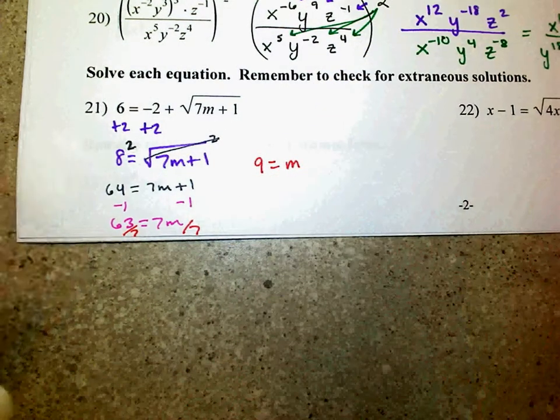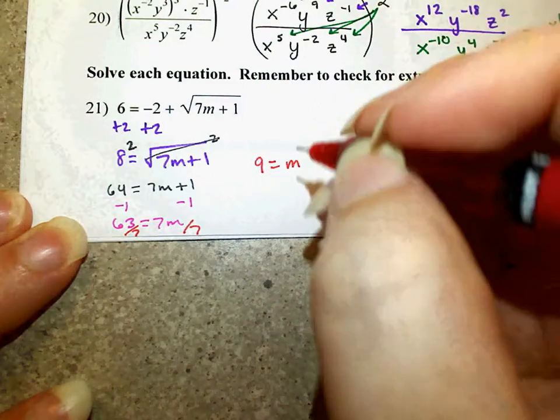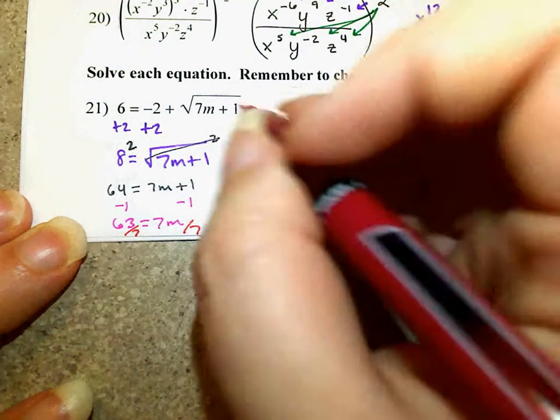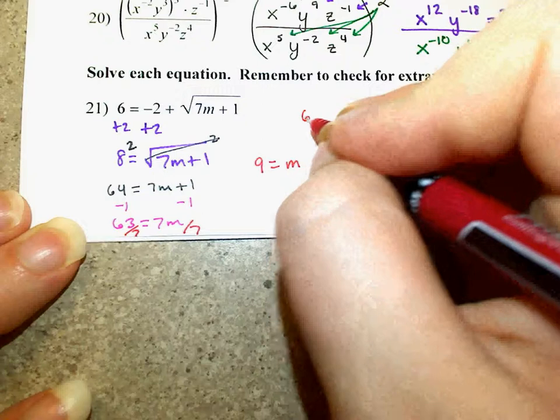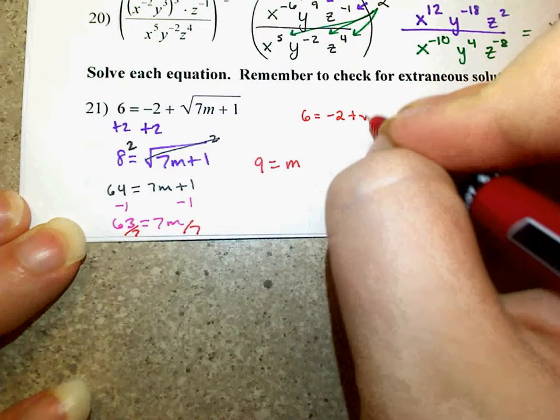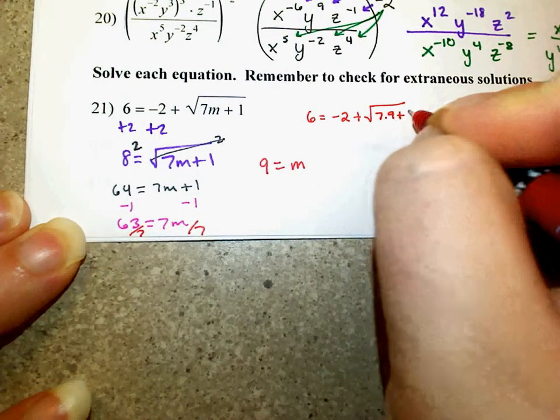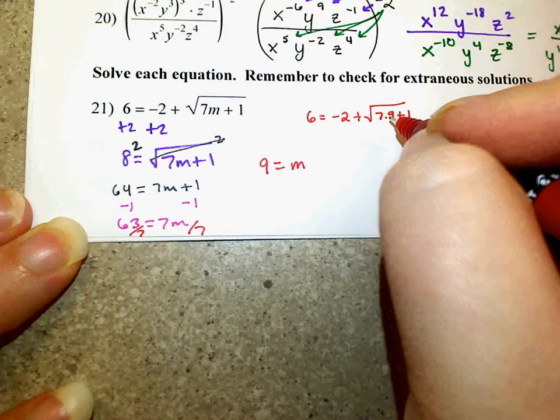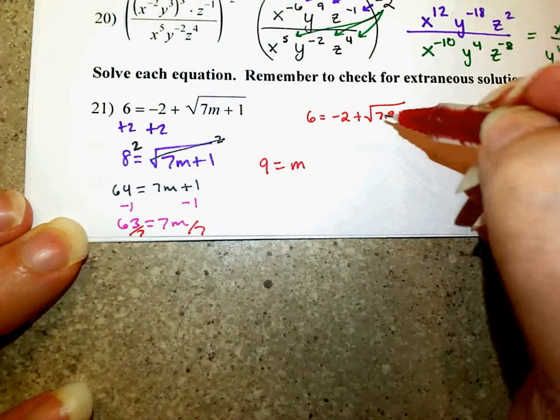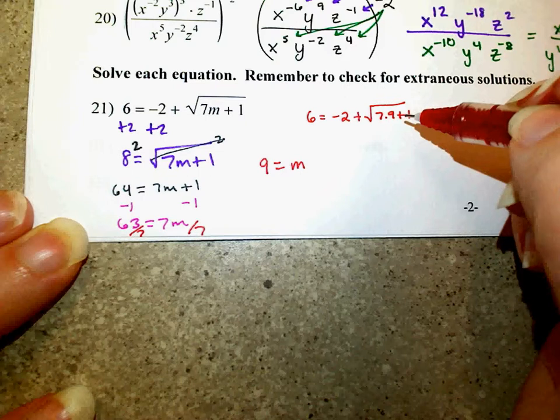So if 9 equals m, then what I need to do is, it says check for extraneous solutions, so plug it back in. 6 equals negative 2 plus the square root of 7 times 9 plus 1. 7 times 9 is 63. 63 plus 1 is 64. The square root of 64 is 8, and 8 minus 2 is 6, so this does work.